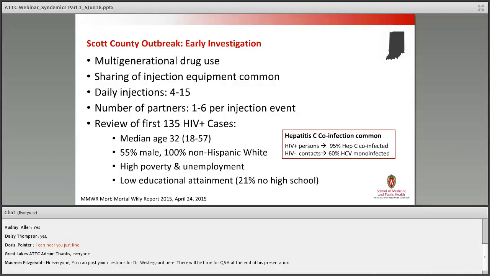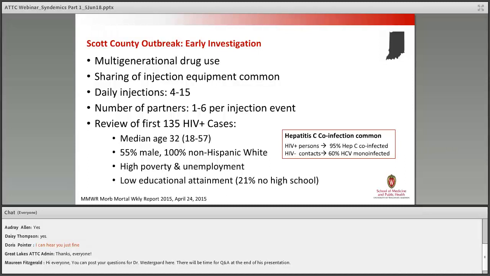What was learned from the local and national investigators was a community that was really devastated by multi-generational drug use. By that I mean that adults and adolescents and their parents and their grandparents were using, often in the same house and often together. Sharing of injection equipment was common. People were injecting multiple times per day and had multiple partners with whom they would share injection equipment.